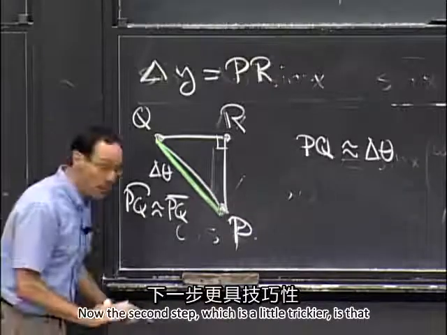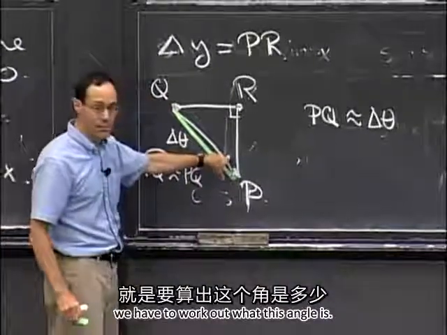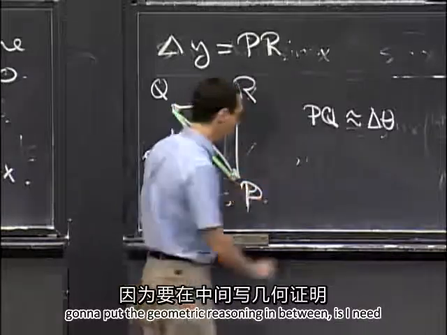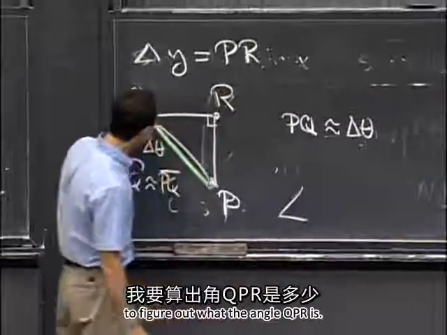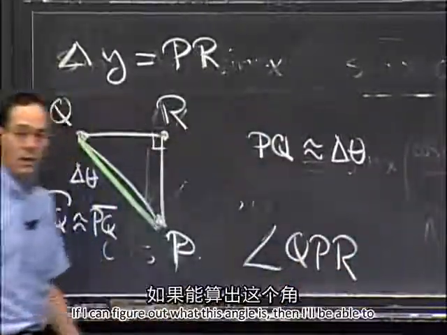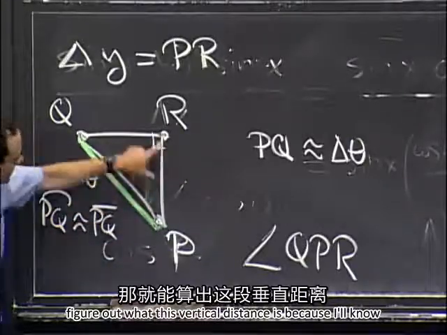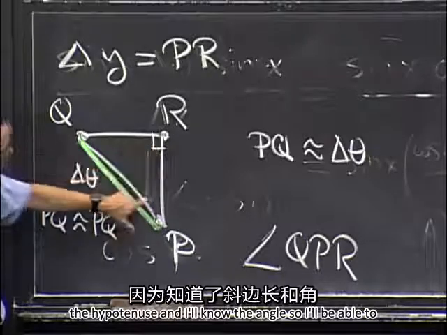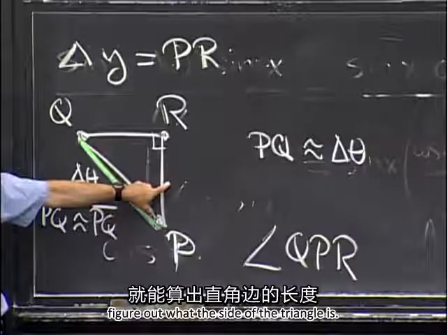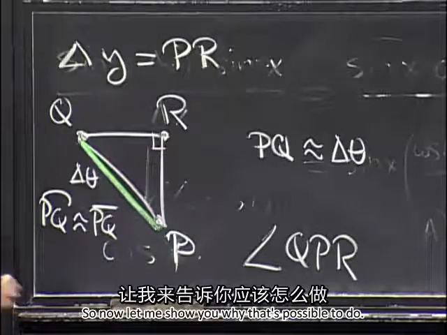Now, the second step, which is a little trickier, is that we have to work out what this angle is. So our goal, and I'm going to put it one step below because I'm going to put the geometric reasoning in between, is I need to figure out what the angle QPR is. If I can figure out what this angle is, then I'll be able to figure out what this vertical distance is, because I'll know the hypotenuse and I'll know the angle, so I'll be able to figure out the side of the triangle. So now, let me show you why that's possible to do.